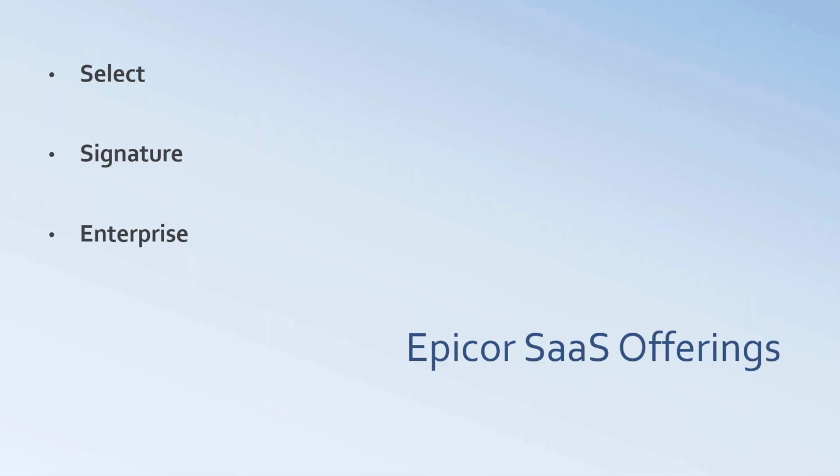So on Select, you pretty much have to go when Epicor says you have to go. You can purchase the deferral, but with Signature, it comes with it. And Signature also provides that read-only database that people could use to connect things to for reporting, to get faster reporting. And finally, there's Enterprise.